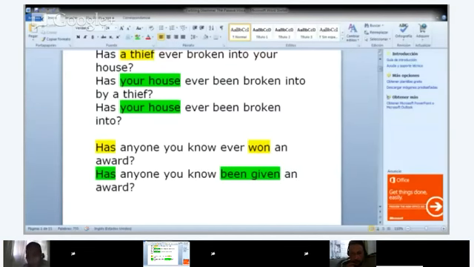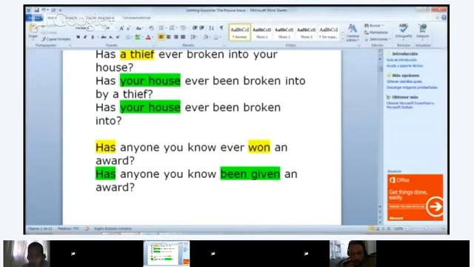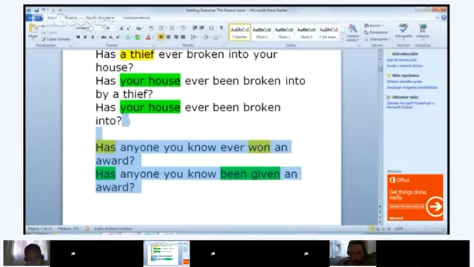Thank you. And so the third question, has anyone you know ever won an award? Now, won, to win, is an active verb. And then the other question, has anyone you know been given an award? So that means the award was given to them. That is another example of the passive voice. So what I'm going to do, please bear with me for 1 second.